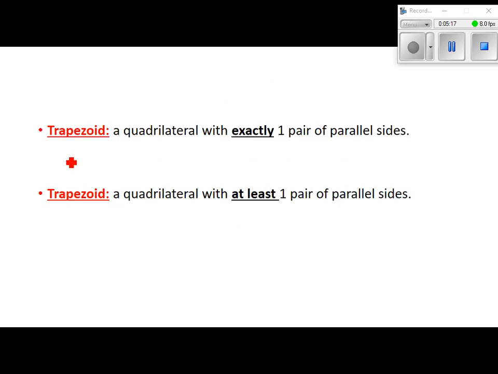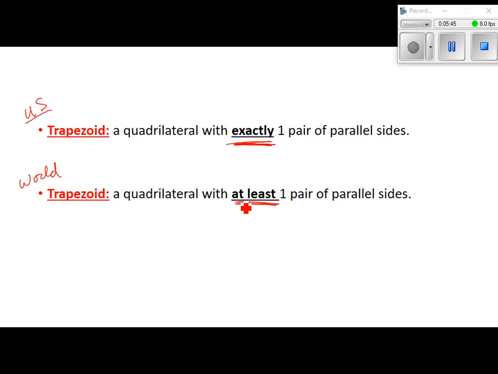Trapezoid. Trapezoid has two definitions. This first one is the one that the U.S. has used for a long time, and notice it says a trapezoid has exactly one pair of parallel sides. We talked a little about that, where it fits in our chart. The rest of the world uses this, where it says it has at least one pair.